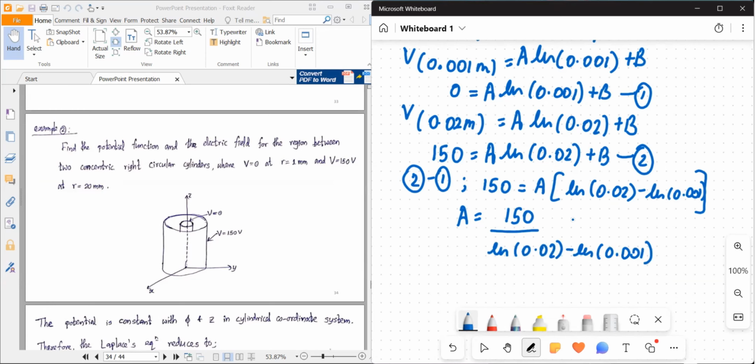Calculate the answer here. So it should be, you will need a calculator to do this calculation. So here you should get something like 50.071. Then we can apply this value here to calculate B.